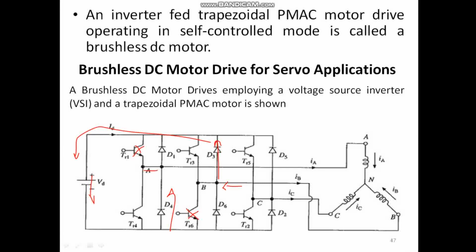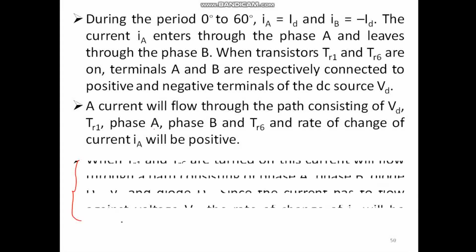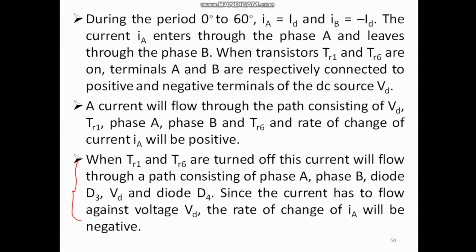Since the current has to flow against VD, okay, see, VD is positive here, negative here. The current flow actually had to be in this direction, but it is in this direction in this case. So since the current has to flow against VD, the rate of change of IA will be negative. The same thing I have written here and I asked you to analyze this. I hope this is clear, right?